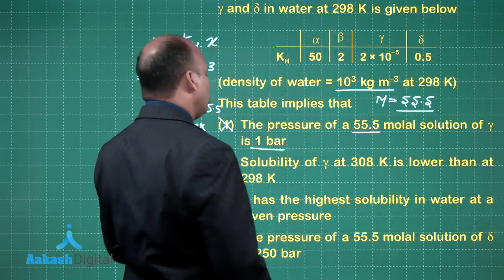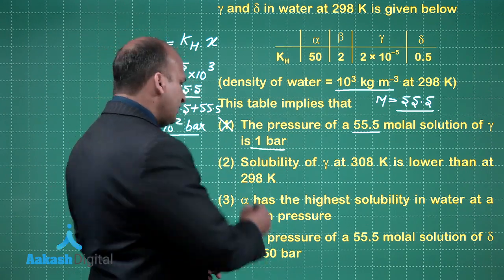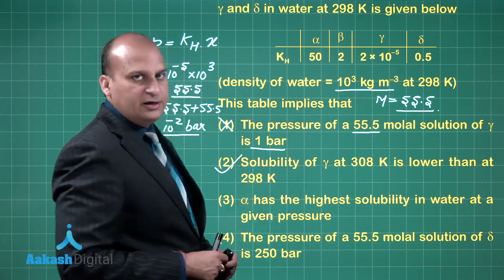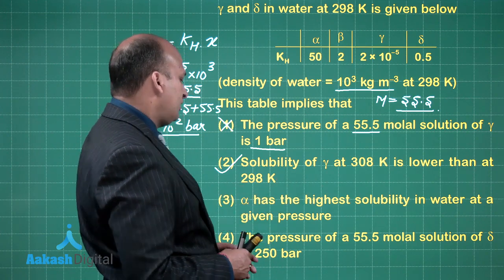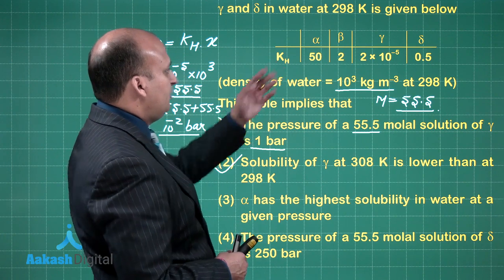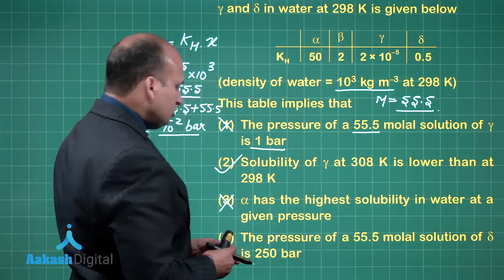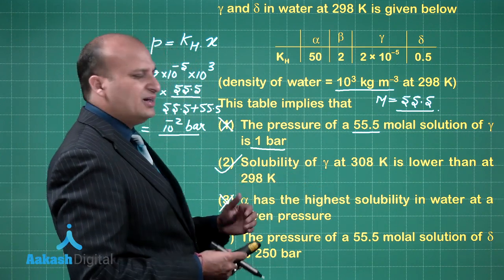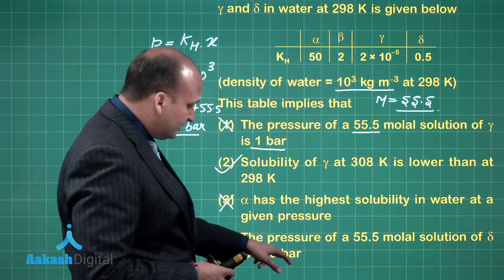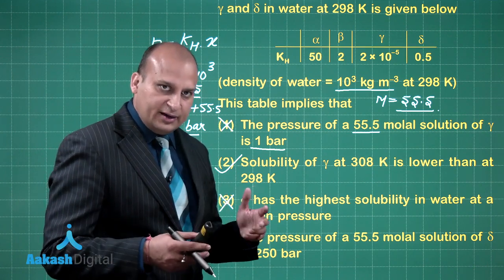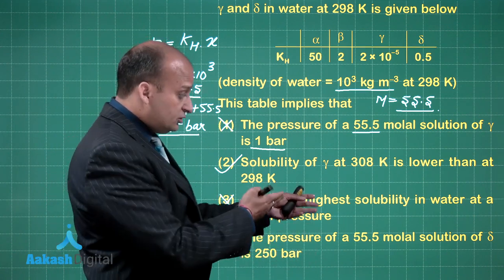The second statement is saying solubility of gamma at 308 Kelvin is lower than that at 298 Kelvin. This is fine, this is the correct statement. Higher the temperature, lower the solubility, and that is your answer also. Still, let us look at the next choices. Alpha has the highest solubility in water at a given pressure. Now what is alpha? The value of alpha is 50. Higher the value of Kh, lower the solubility, so even this is wrong. Fourth choice, the pressure of a 55.5 molar solution. Again, you cannot apply it over here, so no need to even calculate it. Though if you calculate, you will get the value as 250, but still it is not the right answer because Henry's law is not applicable to concentrated solutions and that too at such high concentrations.